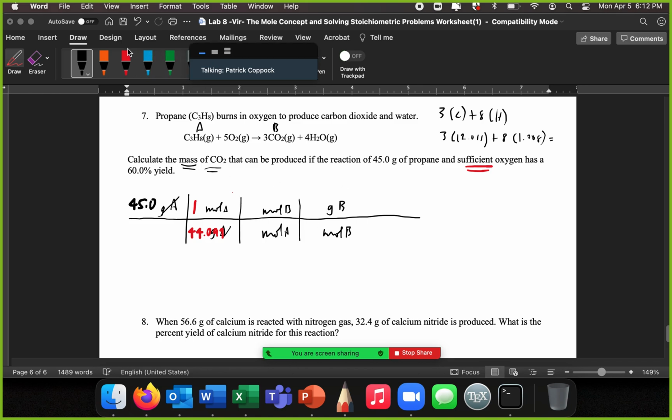So it looks like there is a 3 to 1 ratio: 3 moles of B for every 1 mole of A. There's my 3, there's my 1. So I'm going to cross off A. And in my grams per mole, CO2 is, oops, not 3, sorry. Carbon dioxide is only 1 carbon, plus 2 times oxygen.